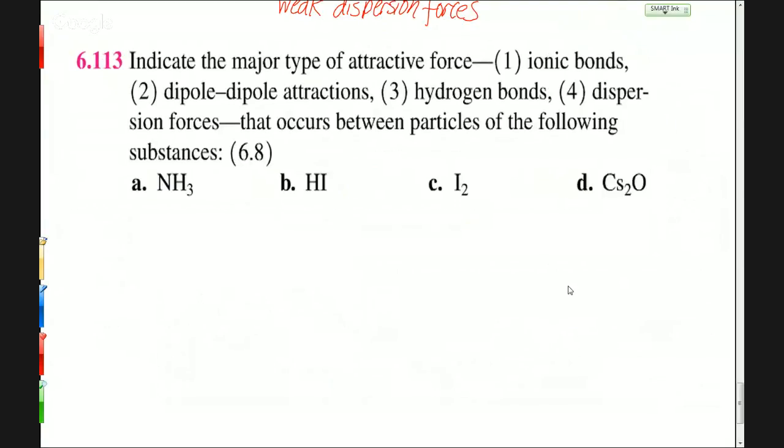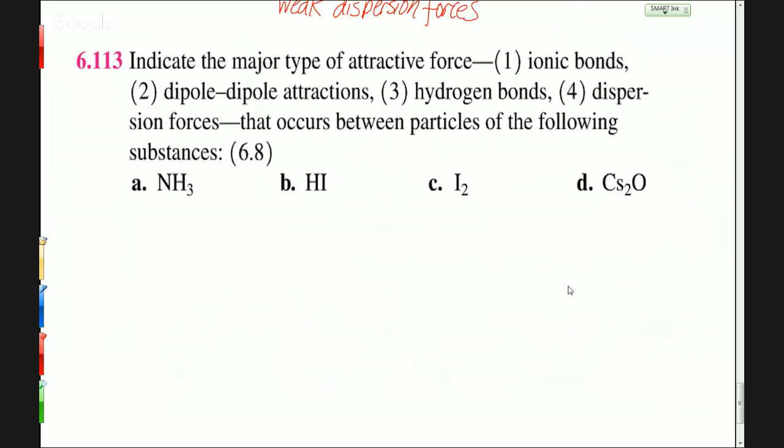All right, so we're going to look at the major type of attractive force, ionic bonds, dipole-dipole attractions, hydrogen bonds, and dispersion forces that occurs between particles of the following substances. So for these substances, we need to know, one, is it polar? Two, can a hydrogen bond? Or is something else going on? I think we can probably figure this out without knowing the shapes of these molecules. So does anybody take a look at all four of those? Do any of you feel good about one of them? Like that you're pretty sure what kind of forces one of those has?